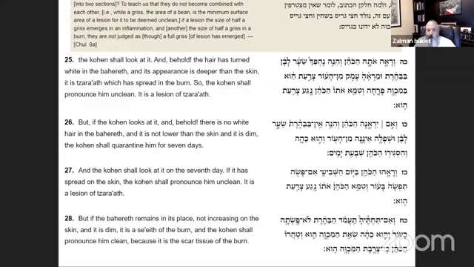If the kohen looks at it and sees that there's no white hair in this white patch, and also it's not deeper, the coloring is not deeper than the skin, it's a little dimmish kind of a color, the kohen will put him away for 7 days. Then the kohen will look at it on the 7th day. If it has spread in the skin, the kohen will nevertheless make him tamei. This teaches that any growth in a tzaras will automatically make a person tamei.